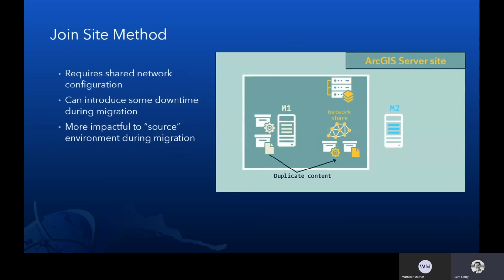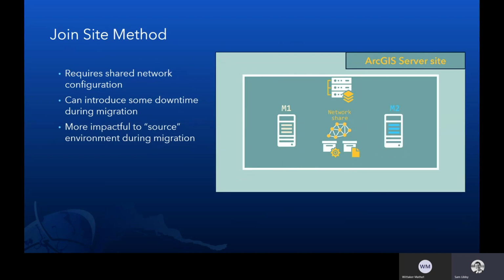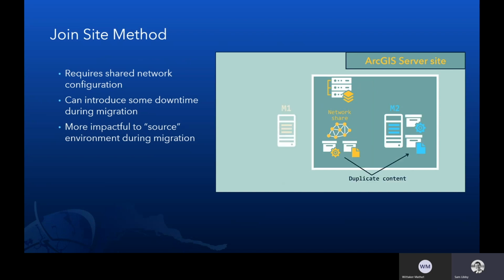The join site method, as I mentioned before, relies on putting your environment in a temporary state of high availability and then breaking that HA, leaving behind your second environment. So it's important to note that this does require a shared network environment. This is not a good fit for moving from on-prem to the cloud, because in the HA state where you have one server on-prem, one in the cloud, both trying to talk to each other and use the same file share, as you can imagine, that can be pretty problematic.